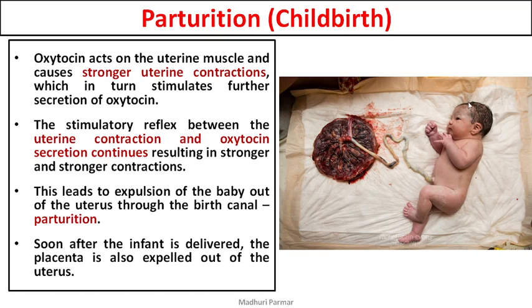Soon after the infant delivery, the baby's head comes out first so that it can breathe, and after the head, the rest of the body follows. Now, with the baby, you can see this umbilical cord. The umbilical cord has blood vessels and nerves, some tissues attached to it, and this umbilical cord is attached to this portion, which is the placenta. Soon after the infant is delivered, the placenta is also expelled out of the uterus. So you can see this is the whole placenta.